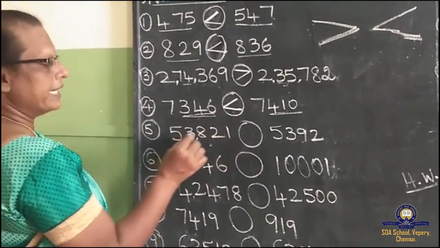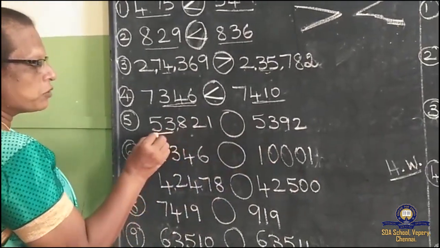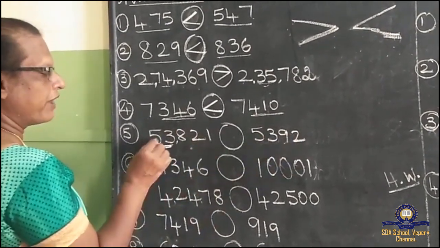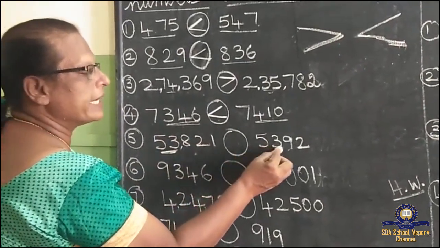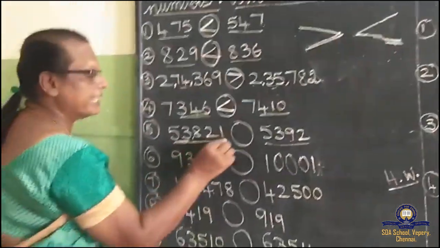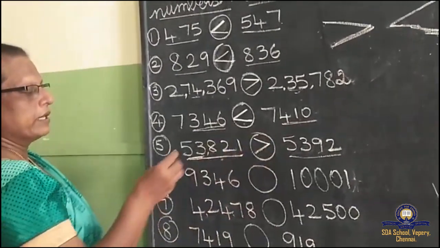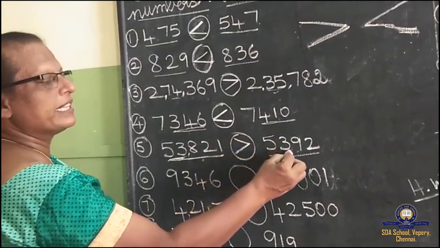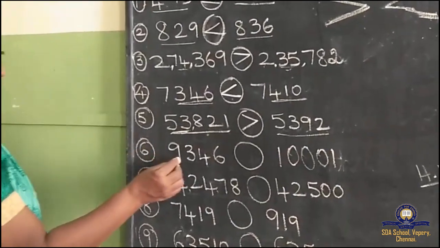And coming to the fifth one, 53,821. Here, see here 53,000 is there. But here what they have given? 5,392, only 4 digit is there. Here 5 digit is there. That also you have to notice. So automatically see here only 4 digit and here 5 digit is there. So what you have to do? 53,821 is greater than 5,392.